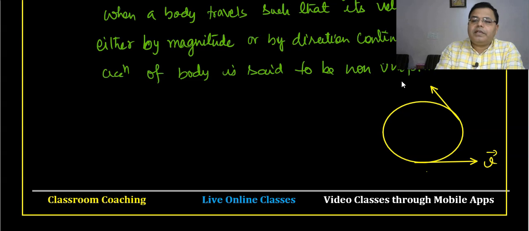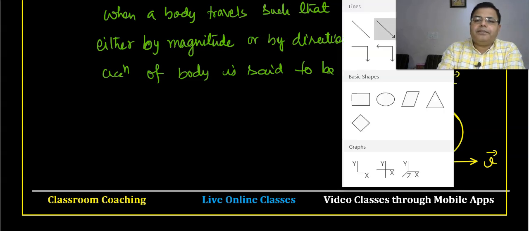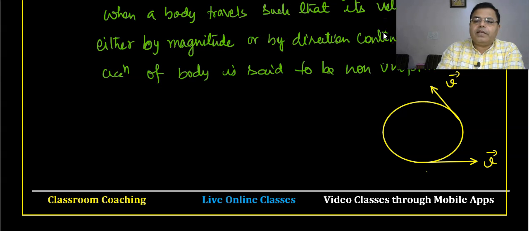This is the velocity. Here is the direction of velocity, and similarly, here is also the direction of velocity. So the direction of the motion is changing every time, and therefore even if the magnitude is not changing, as in uniform circular motion, the velocity is changing and therefore acceleration is changing. So this is a non-uniform acceleration.